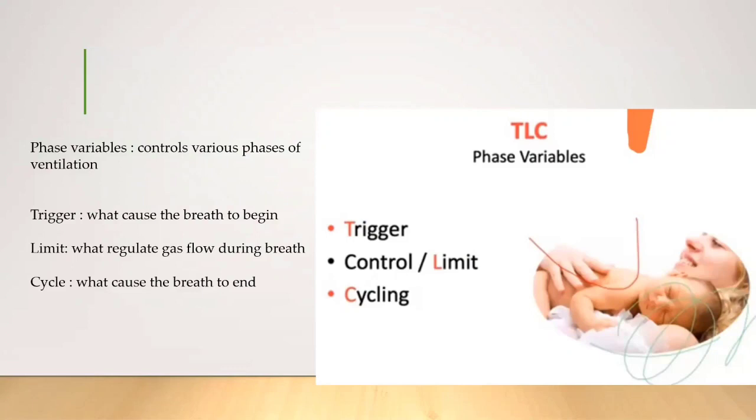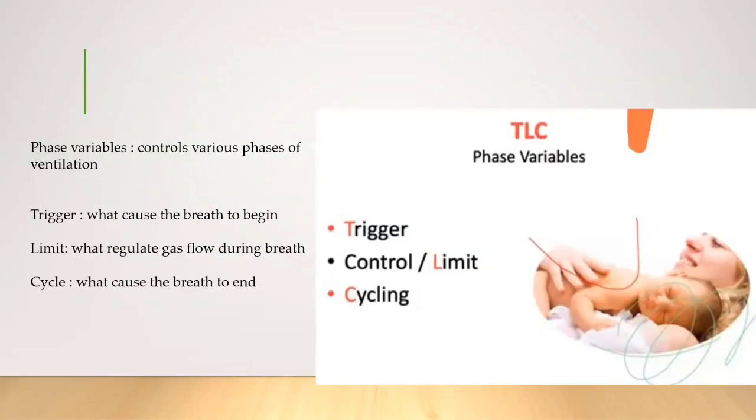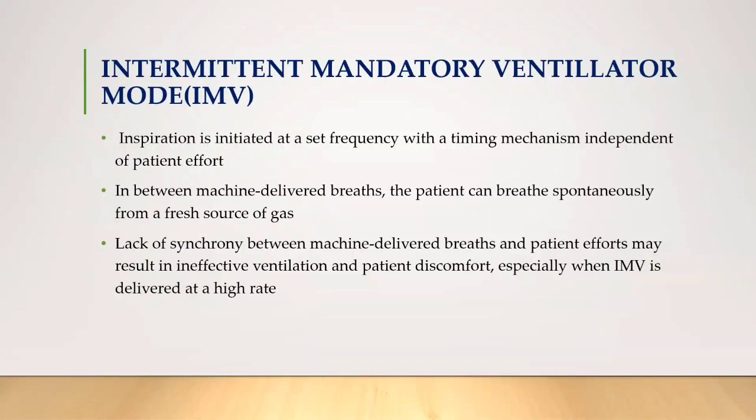Okay, that's about the phase variables, the trigger, the limit, and cycling. Next we have already discussed SIMV. Inspiration is initiated at a set frequency. In between machine breaths, the patient can breathe spontaneously from a fresh source of gas. Unsupported breaths between machine breaths are the patient's breaths. There can be a lack of synchrony between the machine delivered breaths and the patient efforts, resulting in ineffective ventilation.